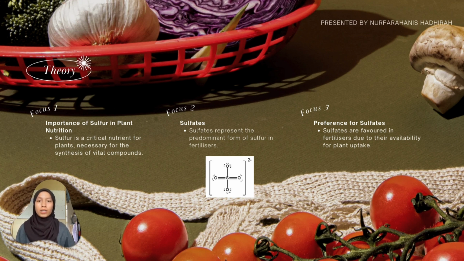The second focus here is sulfur as sulfates. Sulfates represent the predominant form of sulfur in fertilizers. They exhibit high water solubility, making them readily accessible for uptake by plants. Common sulfate-based fertilizers include products such as ammonium sulfate and potassium sulfate. The last point here is the preference for sulfates. Sulfates are favored in fertilizers due to their immediate availability for plant uptake. The ability to dissolve rapidly in soil moisture ensures that plants can absorb the nutrients soon after application, facilitating efficient nutrient uptake.